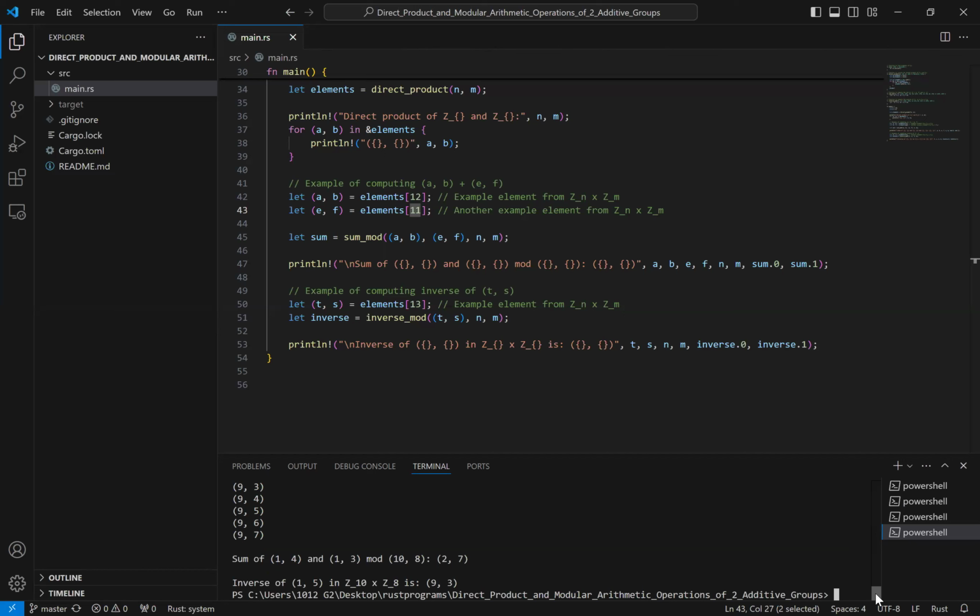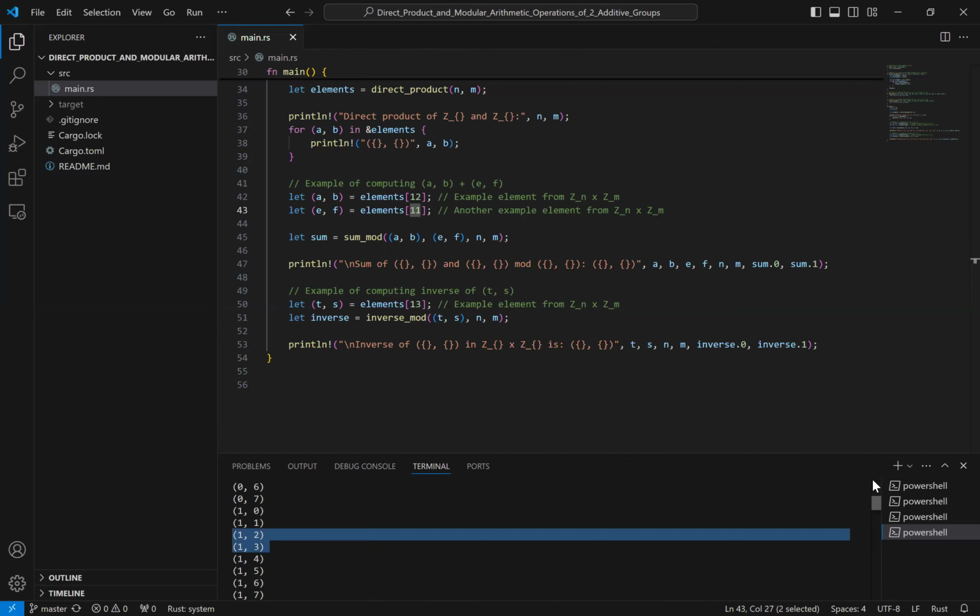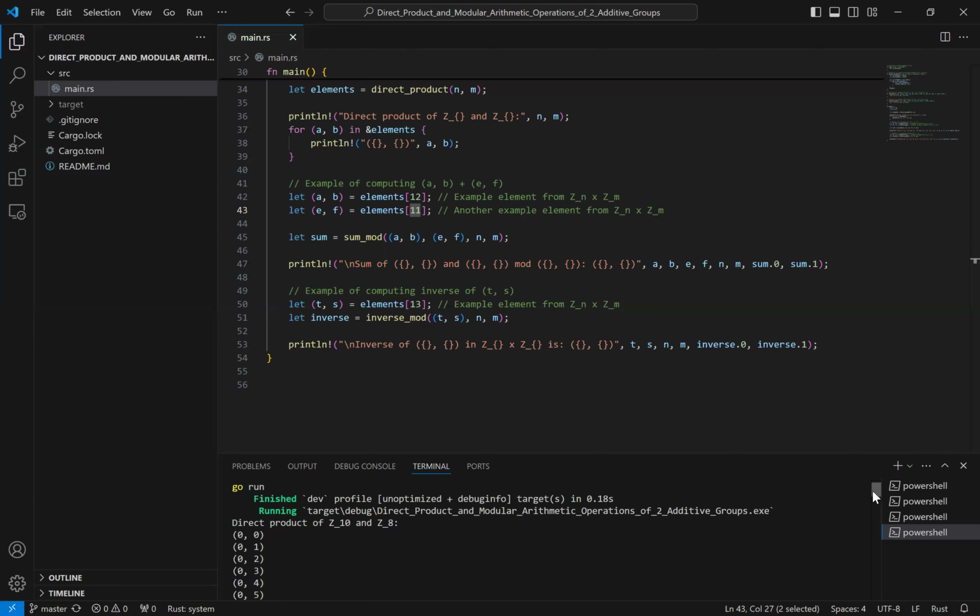No, we didn't count properly. The 12th element, which one is the 12th element? So it's just counting in that order.